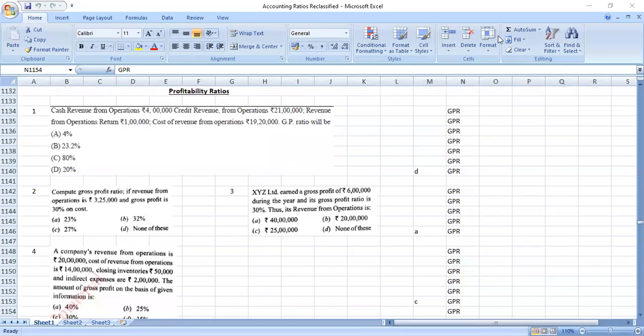Welcome back, children. In this edition, we'll be looking at profitability ratios. The first profitability ratio will start with this gross profit ratio.